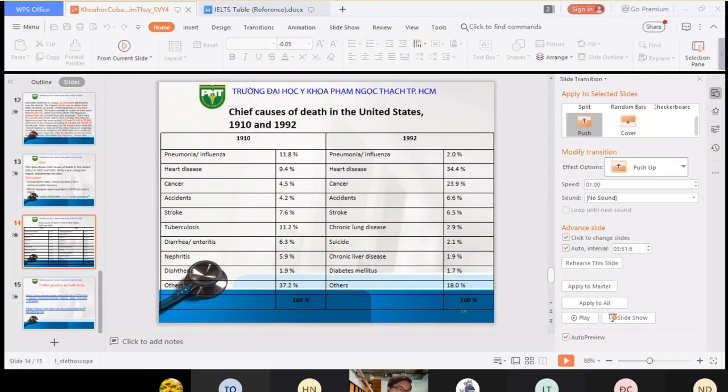And one more here, I noticed accident and stroke. I group them together. Why? Because they share nearly the same percentage, 6.6% compared with 6.5%. Chronic liver disease 1.9 and diabetes mellitus 1.7, I group them together too. They are nearly the same. So that's how you compare within groups. You compare figures which share the same features or the same percentage. That's my advice for you.